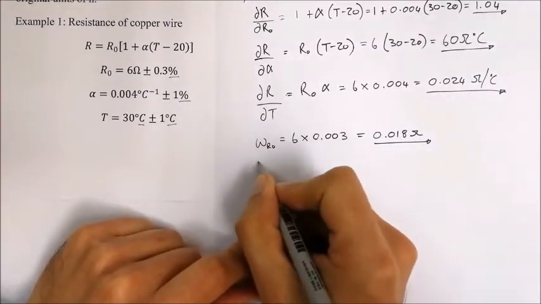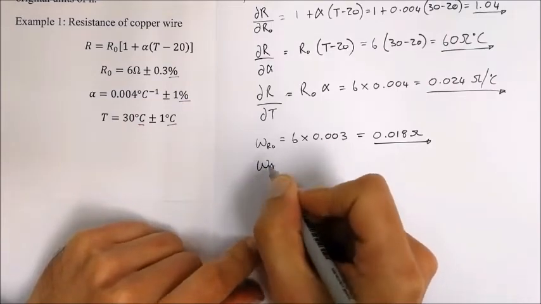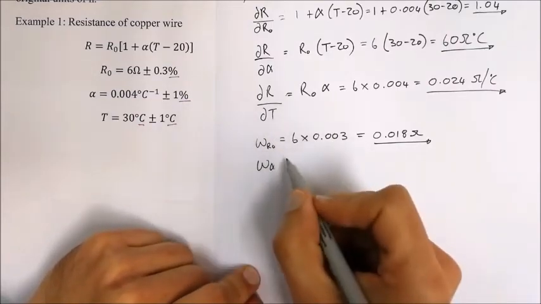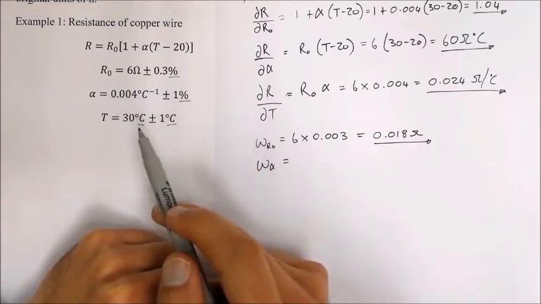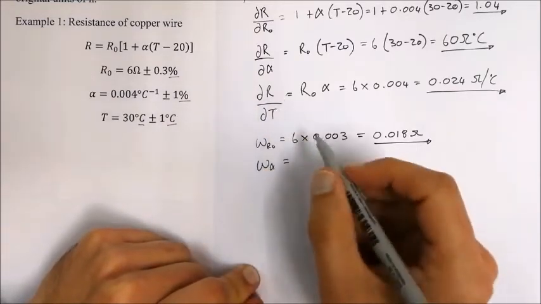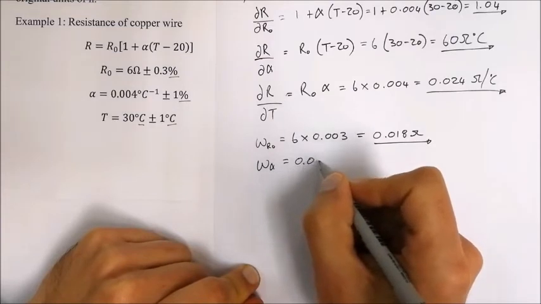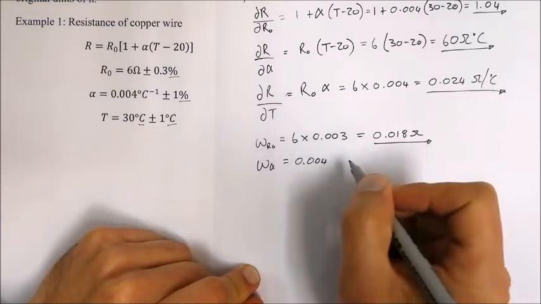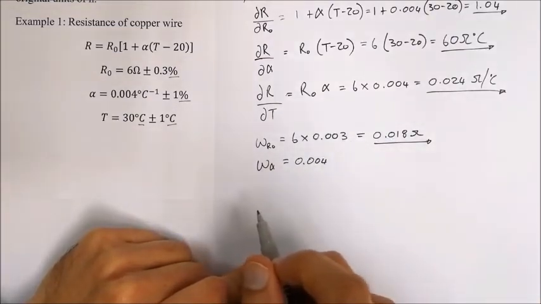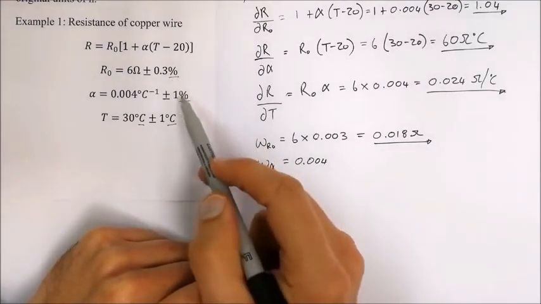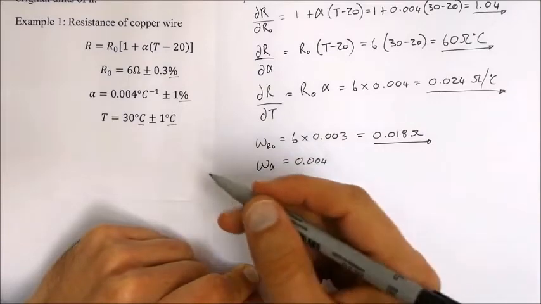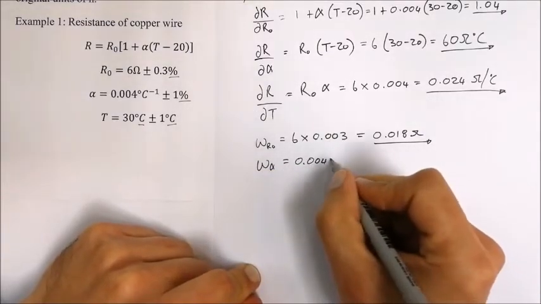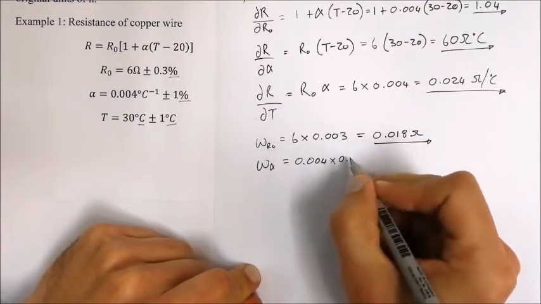Now we're looking at the weighting factor for alpha. Again, we take the nominal value for alpha, which in this case is 0.004, and we're going to multiply it by the 1%. Again, when you take away the percentage sign, 1% becomes 0.01.